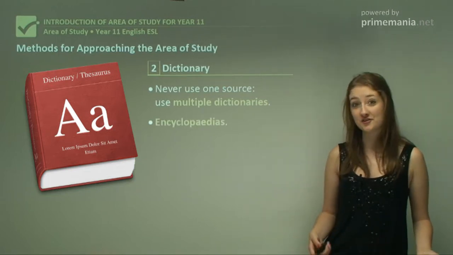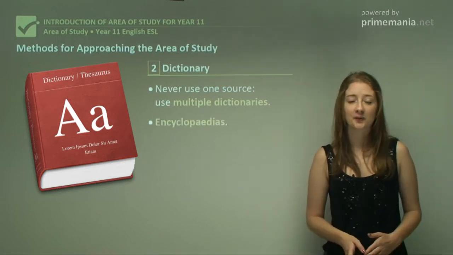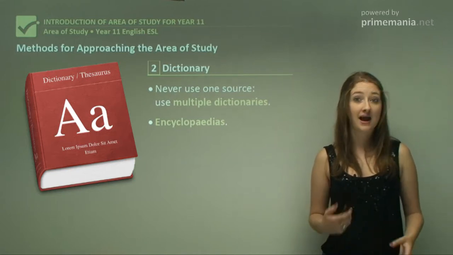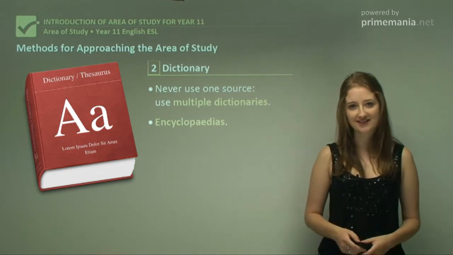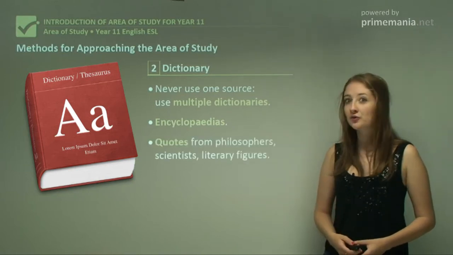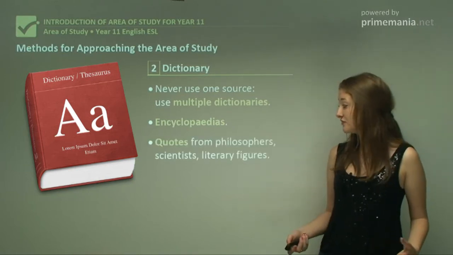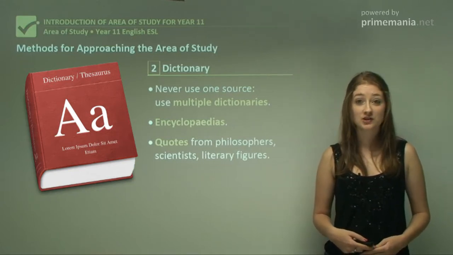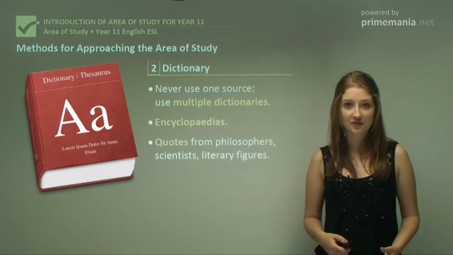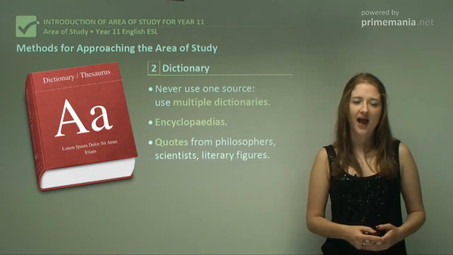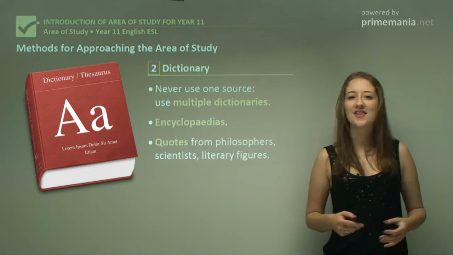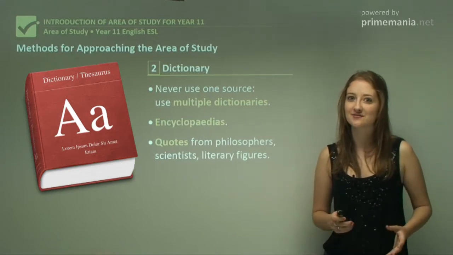You can also use encyclopedias, or information websites online. Anything that gives you a bit of background information on what your theme is. You can look for things like quotes from philosophers, scientists, and literary figures. Quotes are things which you can directly quote from other sources in your essay. And this gives the marker a really good indication that you've done your research and that you've come to your exam really very prepared.